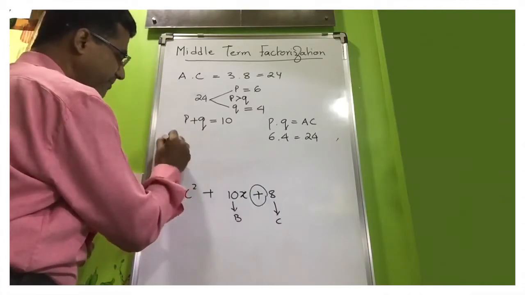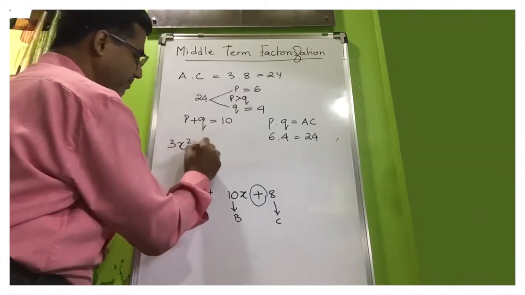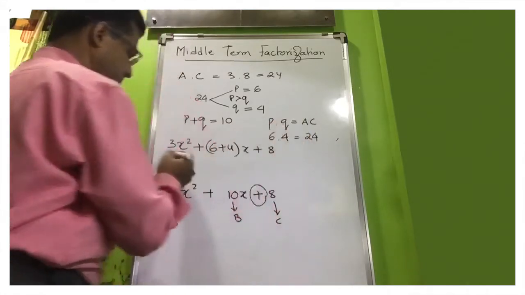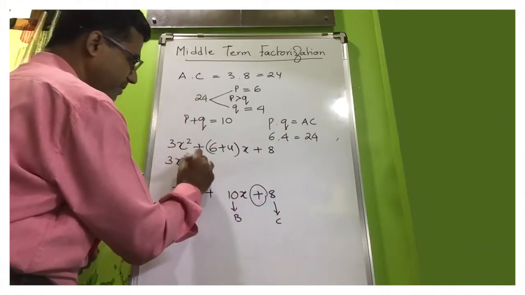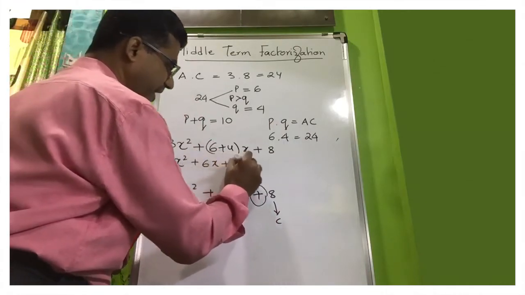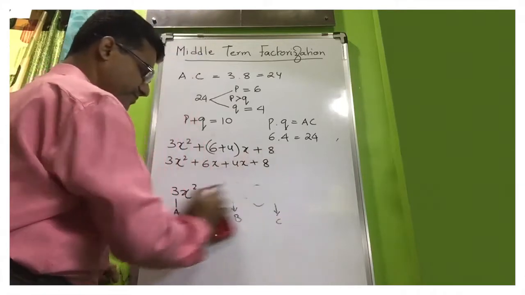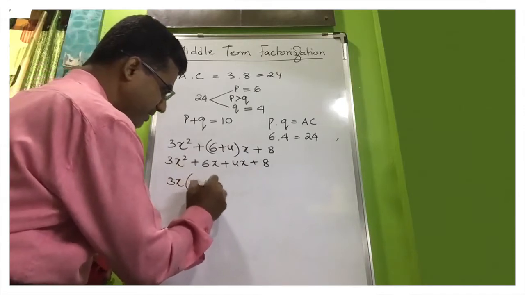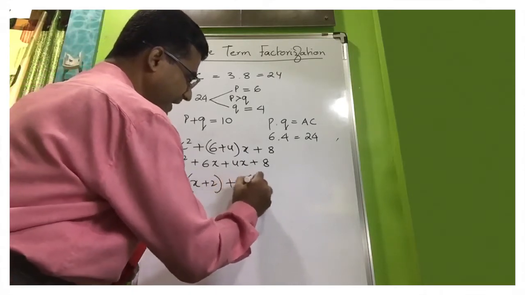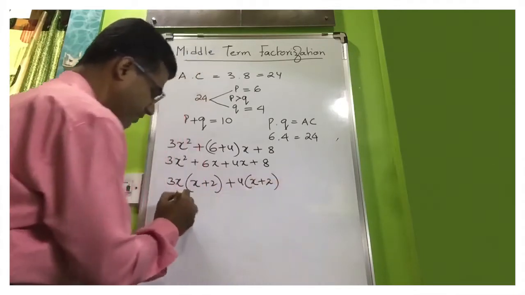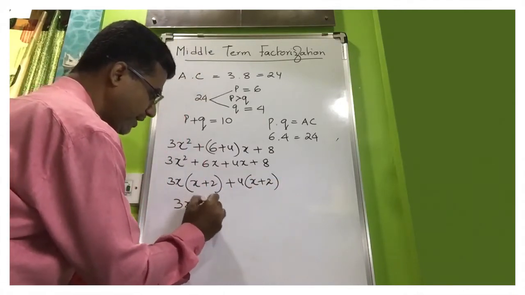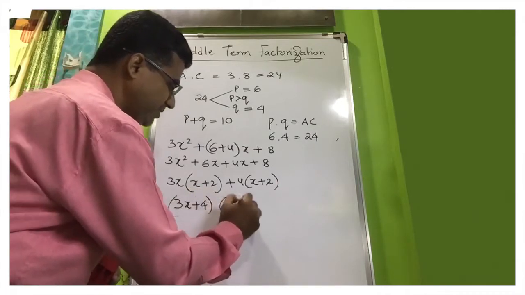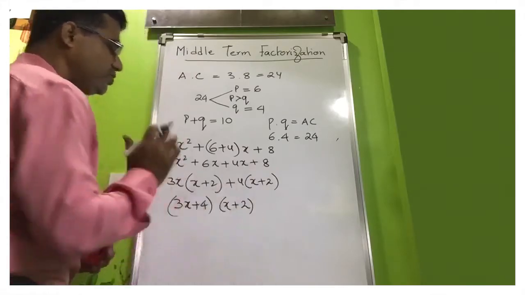Your factorization will be 3x square plus 6 plus 4 x plus 8. Now 3x square plus 6x plus 4x plus 8. So it will be 3x into x plus 2 plus 4 into x plus 2. Now you have 3x plus 4 and x plus 2. These are the two factors.